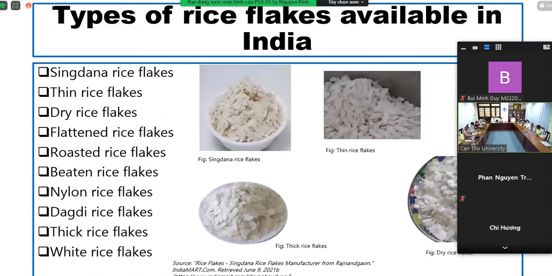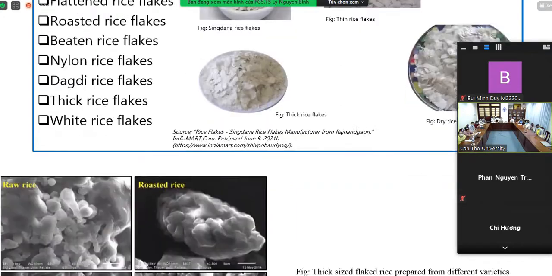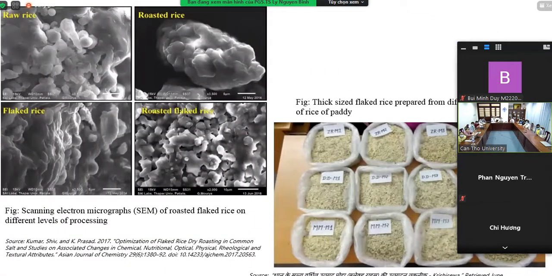Now, these are some of the types of rice flakes that are available in India: Singdana rice flakes, thin rice flakes, dry rice flakes, flattened rice flakes, roasted rice flakes, beaten rice flakes, nylon rice flakes, dagdi rice flakes, thick rice flakes, and white rice flakes. This is the scanning electron micrographs of roasted flaked rice. This is the raw rice, roasted rice. You can see the structure, flaked rice and roasted flaked rice. And these are the different types of flaked rice obtained from different varieties of paddy rice.